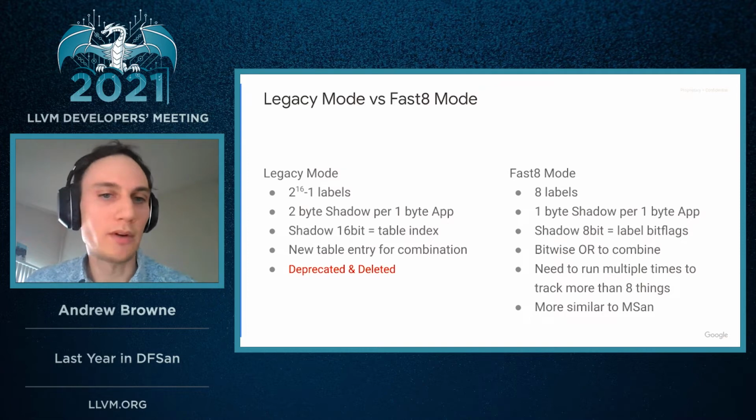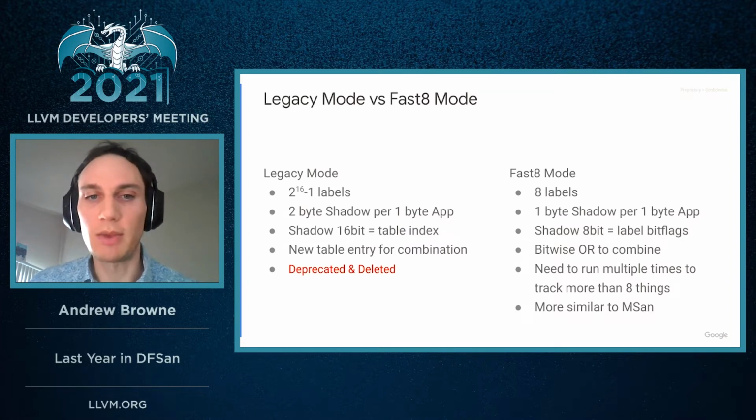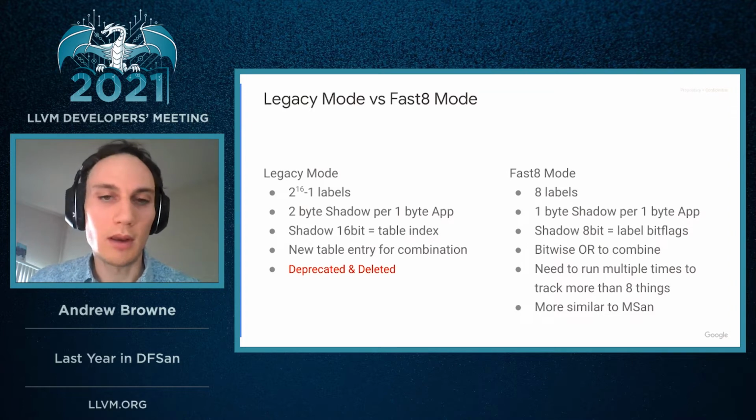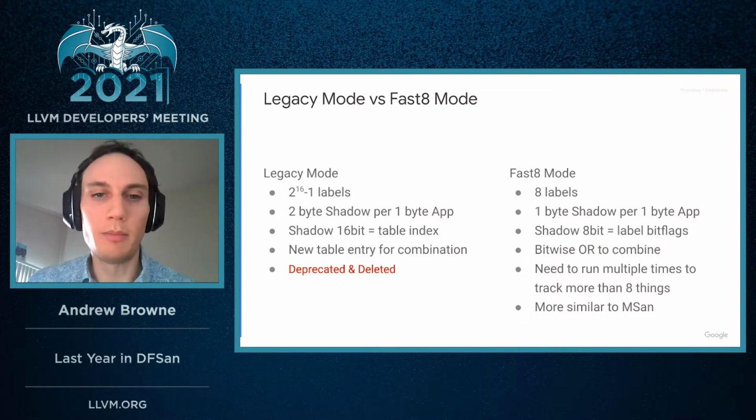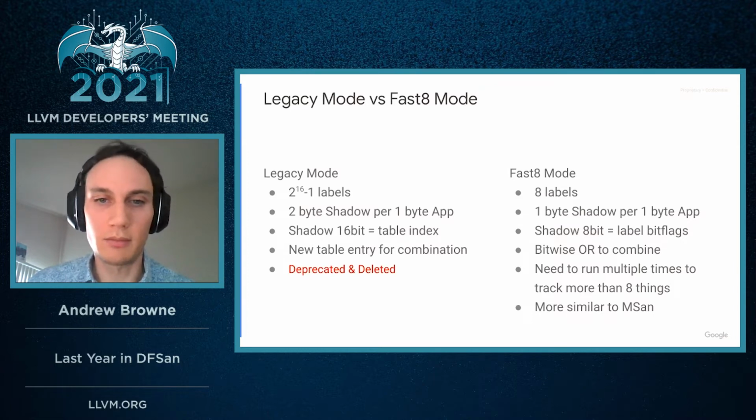So FAST8 mode, for contrast, supports 8 labels at a time. Each byte of application memory has 1 byte of shadow memory, and each of the bits in the shadow space represents a different label. So you have bit flags for different labels. This means that we can combine labels with a bitwise OR, but it also means we need to run the program multiple times to track more than 8 things.